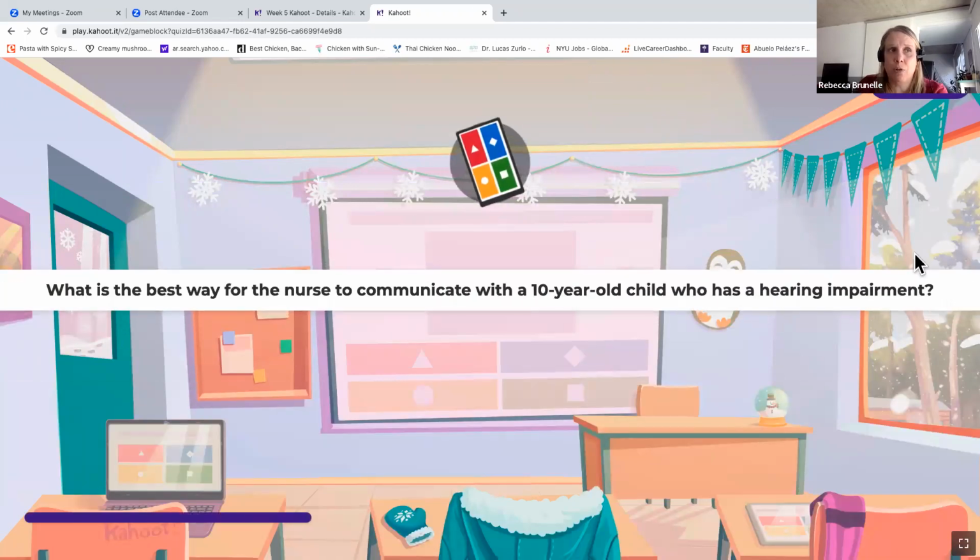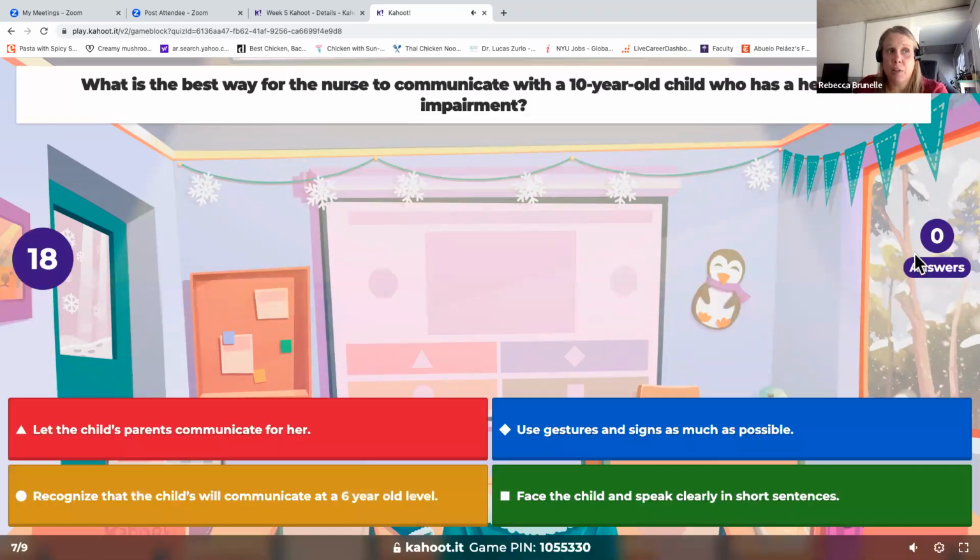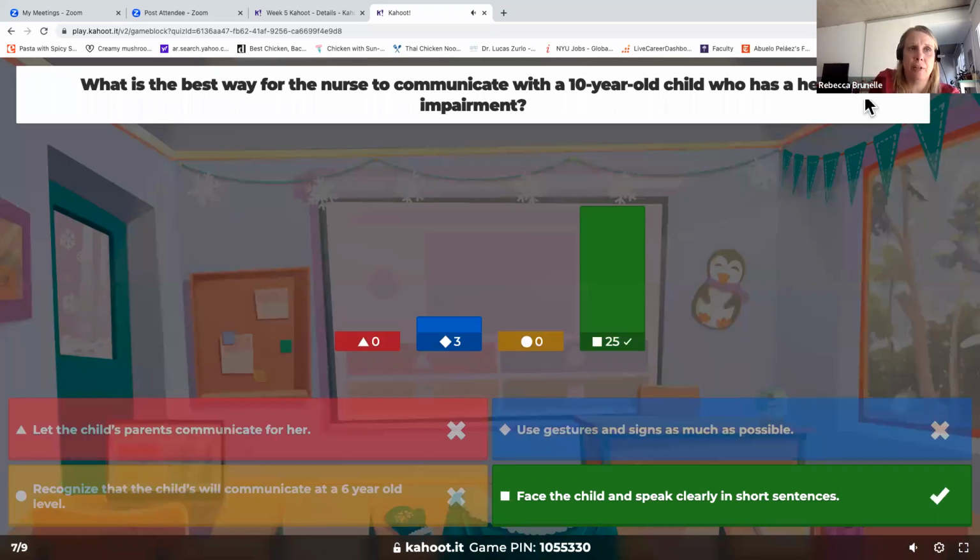So what is the best way for a nurse to communicate with a 10-year-old who has a hearing impairment? Let the child's parents communicate for her, recognize the child would communicate at a 6-year-old level, use gestures and signs as much as possible, or face the child and speak clearly in short sentences. Very good, you guys. Yep, you want to make sure that they can read your lips, so clearly, short sentences at eye level.